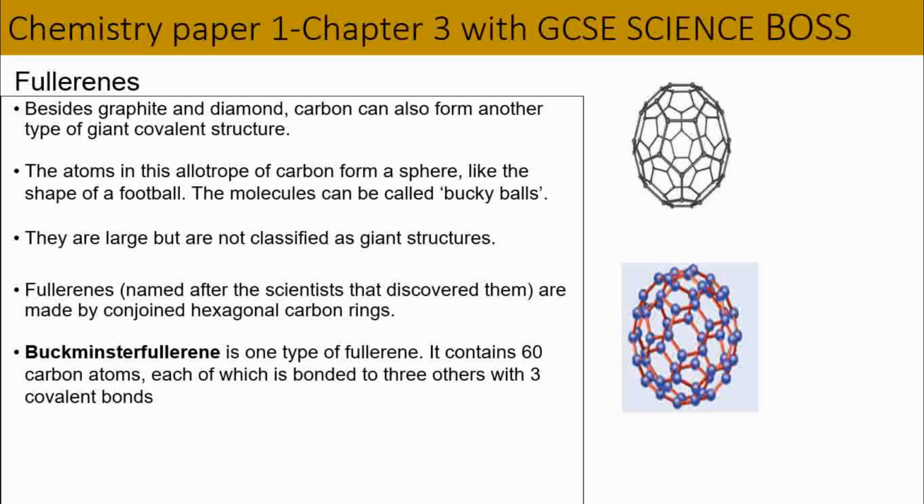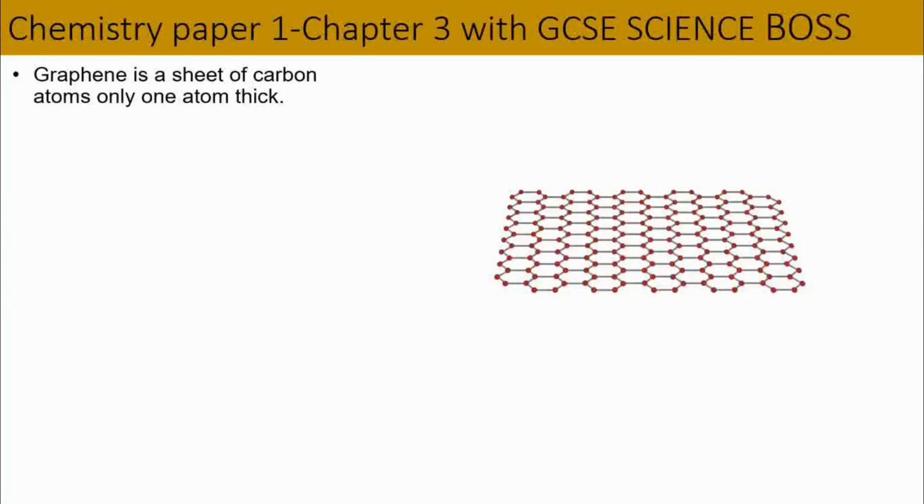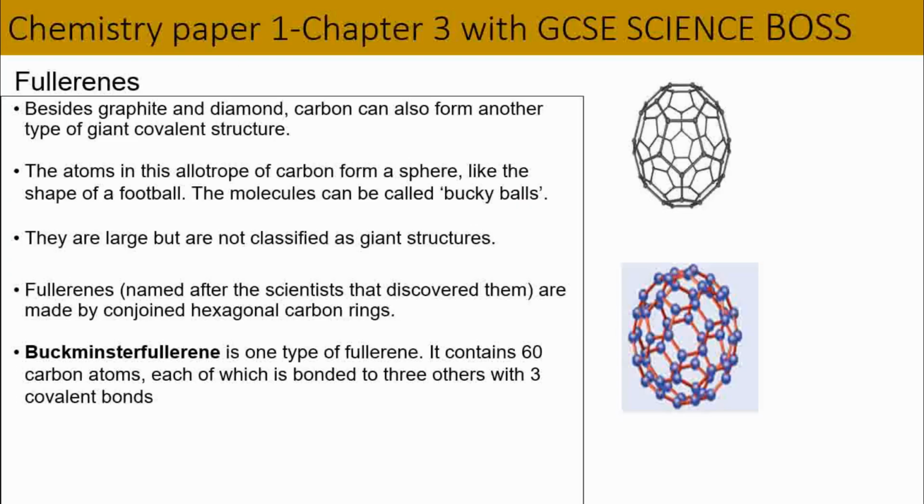C60, in which each carbon is bonded with 3 other carbon atoms. So therefore, you're going to have free electrons. Good. Lots of different uses for fullerenes. They can be used as catalysts. They can be used to deliver drugs or medicinal drugs inside the body, because they have a high surface area to volume ratio.